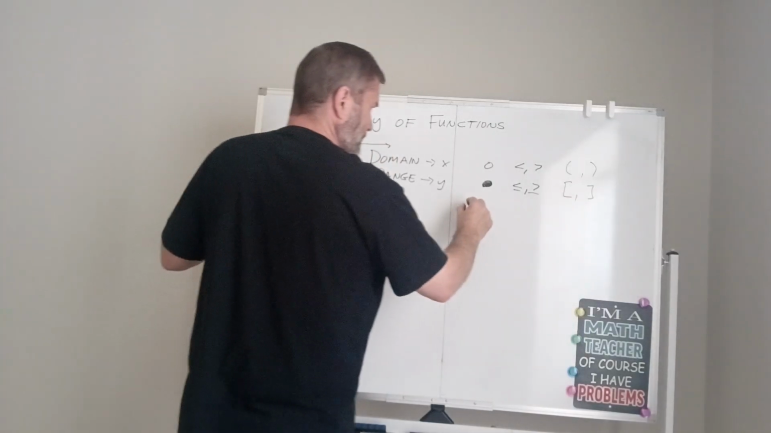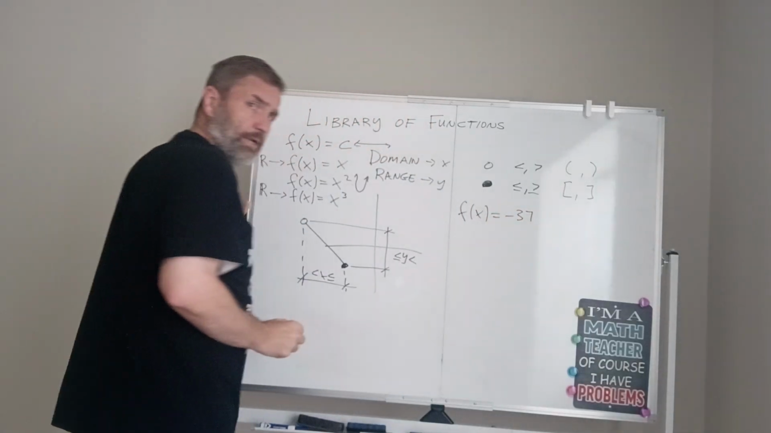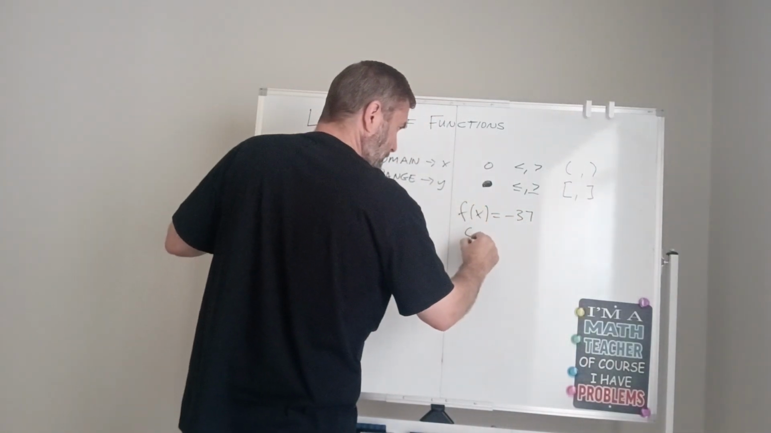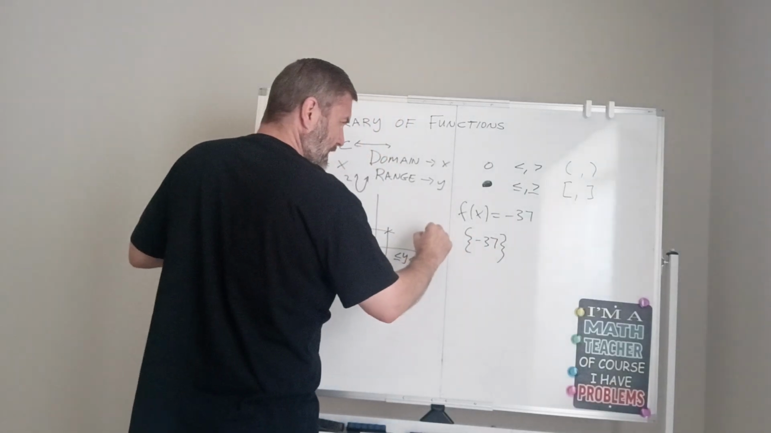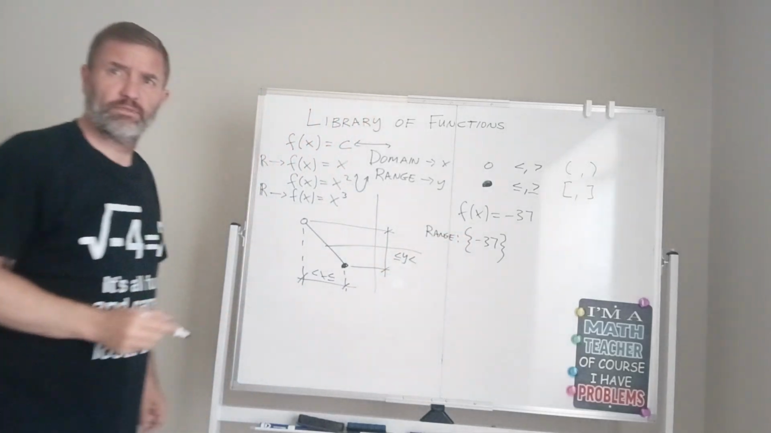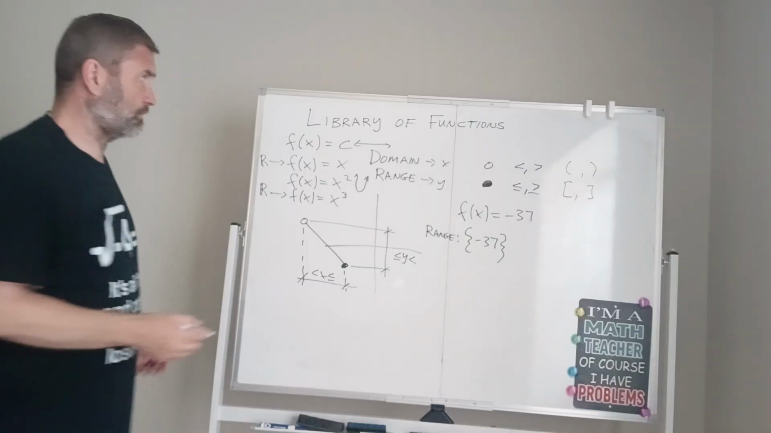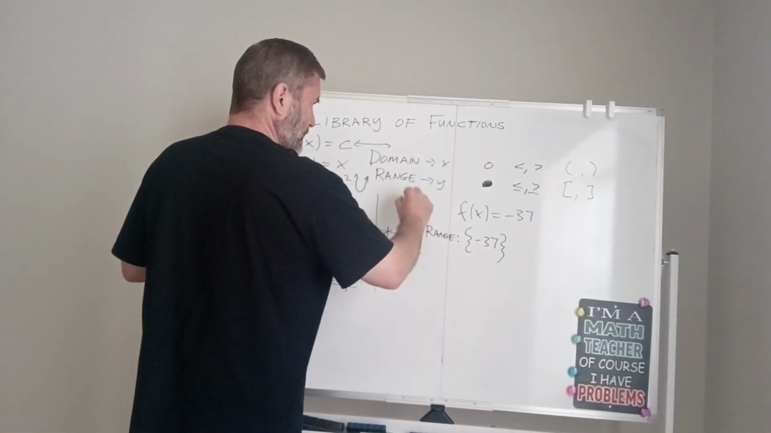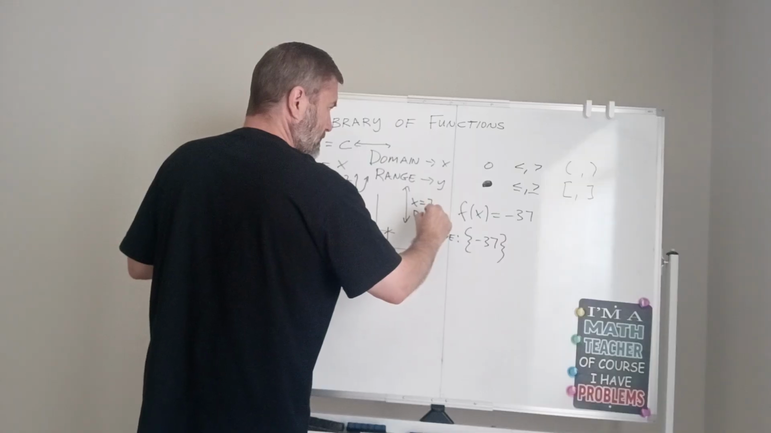So if you see something like this, f of x equals negative 37. What's the range of that function? Well, that's the range right there. The range is negative 37. And they use the braces on that. So there's your range. And oftentimes I won't even put the y. They'll just put negative 37 like that. Okay? That would be the same for a vertical line. If your vertical line is up here, right here, and they say x equals 7, then what's your domain? Well, your domain is just 7.